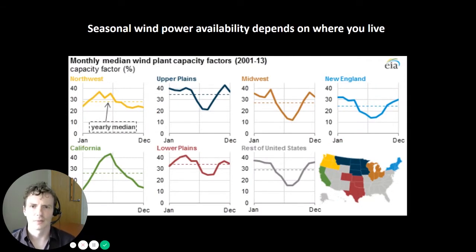This figure shows seasonality in renewable energy production, particularly for wind power. And that seasonality here depends on where you live, right? So if you live on the West Coast in the Northwest or California, the peak periods of the year for wind power production tend to be in the late spring, summer. And that's the exact opposite of the rest of the United States, where that period of the year tends to have lower productivity in terms of wind power production, with the highest available production happening in the winter months.